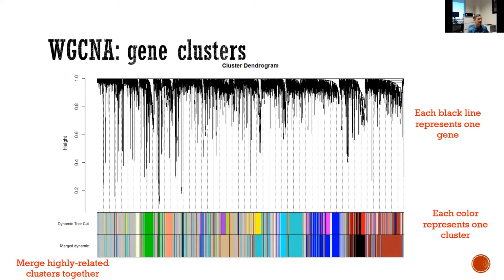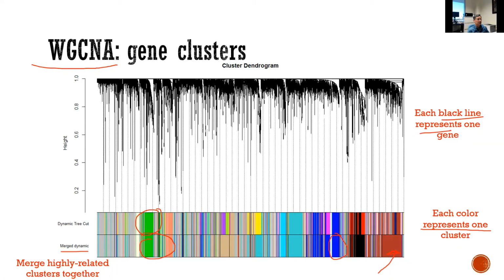You see these clusters of genes, and you can merge some of these clusters to make larger gene sets. Each black line here is a gene, and this is a hierarchical clustering tree, and each color represents one cluster, and the bottom panel is the merged clusters. All right, that's WGCNA.